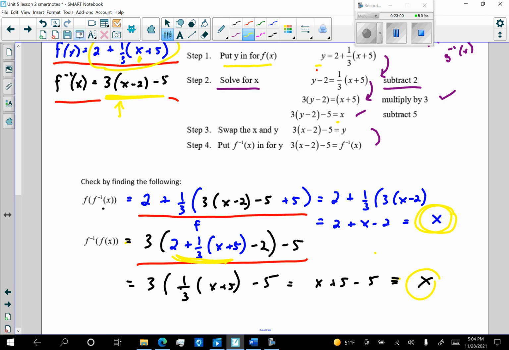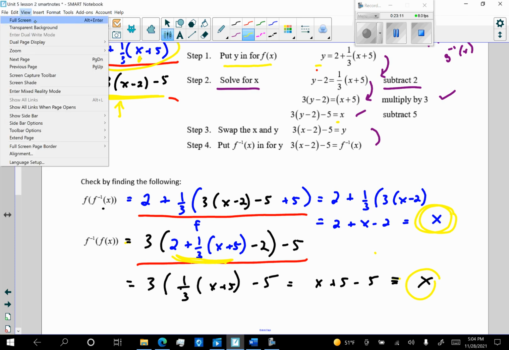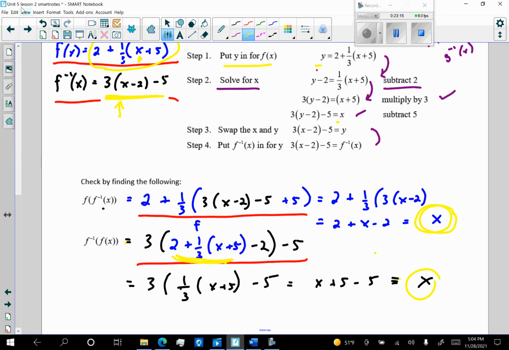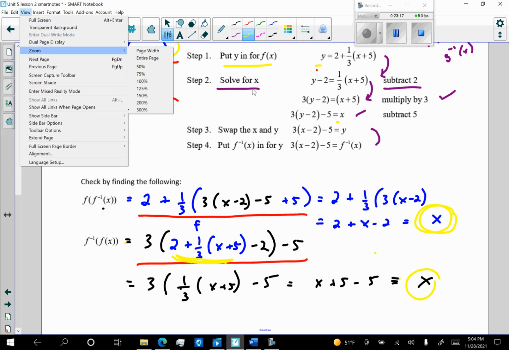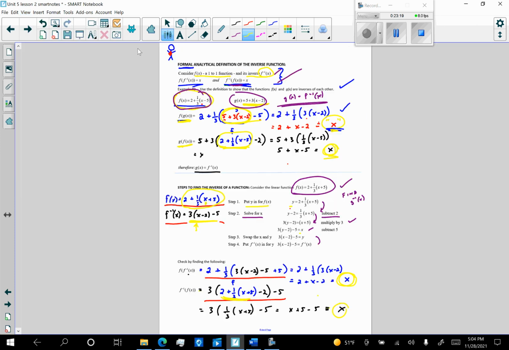Okay, so that's a video over Unit 5, Lesson 2, inverse functions. And what did we do here? I'll go back and review what I did. I'll zoom out to where I can see the entire page.